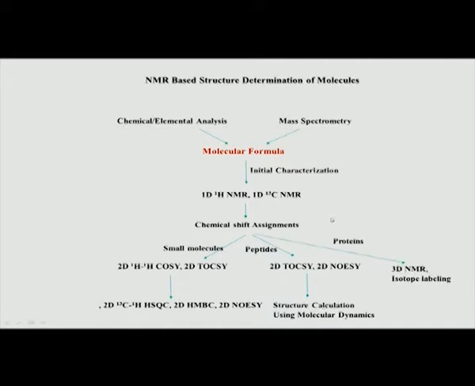When you go to proteins, which are bigger molecules, 2D NMR is not going to be sufficient. We have to go to even higher dimensional spectroscopy, that is 3D NMR, and not only that, we need special sample preparation by doing what is known as carbon-13 and nitrogen-15 labeling. But we are not going to go into details of that particular aspect. So, the whole course is only focused on small molecules and peptides. Now we will focus on how we can assign and get the structures of peptides with 2D NMR.